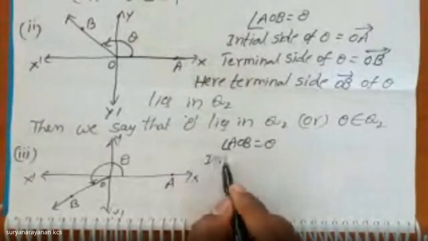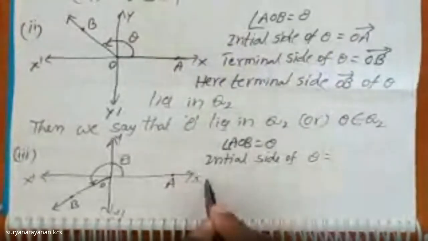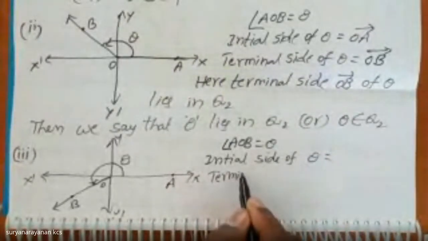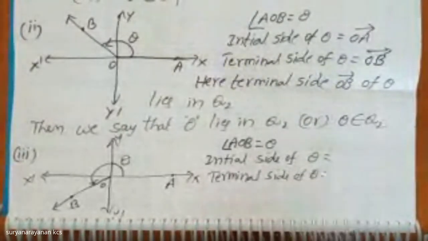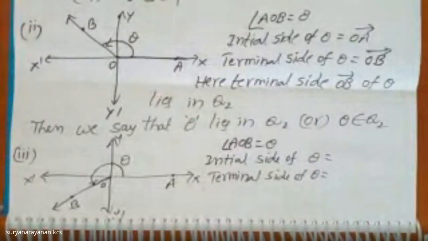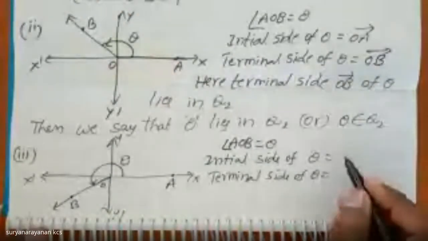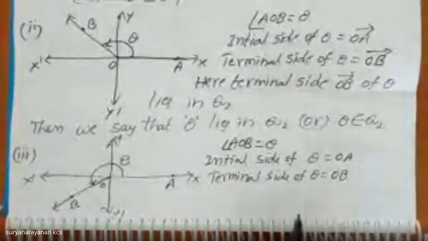What is the initial side of theta? And tell me what is the terminal side of theta? Yes, OA, comma OB. OA is the initial side of the angle theta and OB is the terminal side of the angle theta.